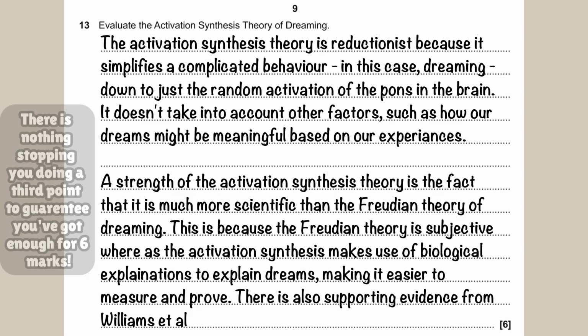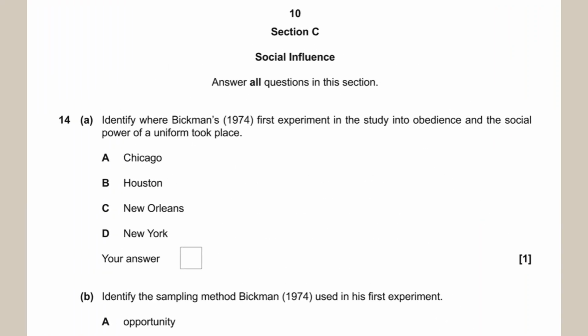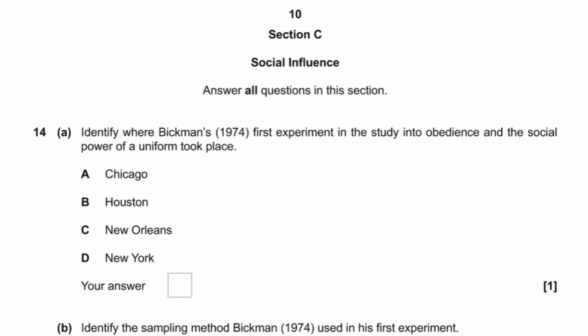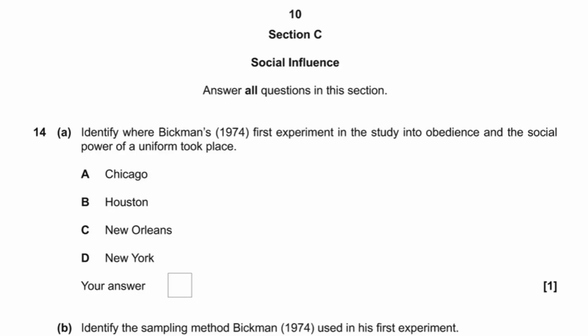And that rounds off section B, which is sleep and dreaming, and takes us straight into social influence. And again, we've got these multiple choice questions. 14A is a little bit weird. I find it strange that they'd ask you a question specifically about where a study was from, but nice that we know that they can do that. So do keep an eye out for that in future lessons.